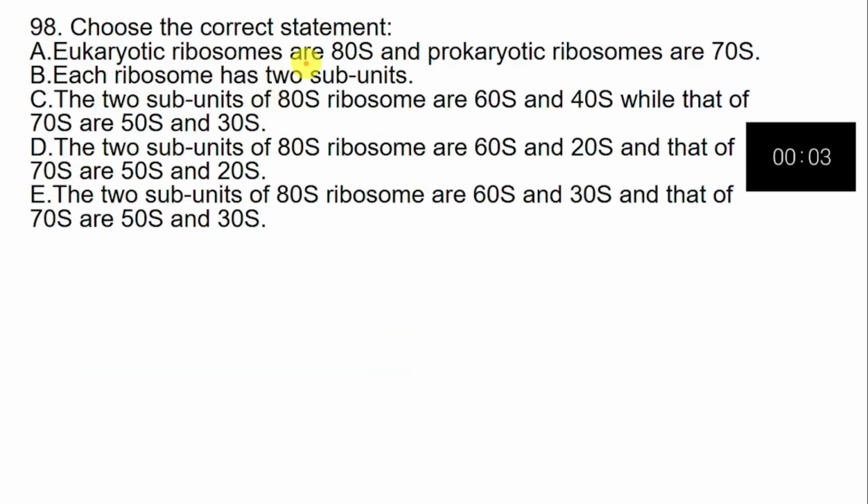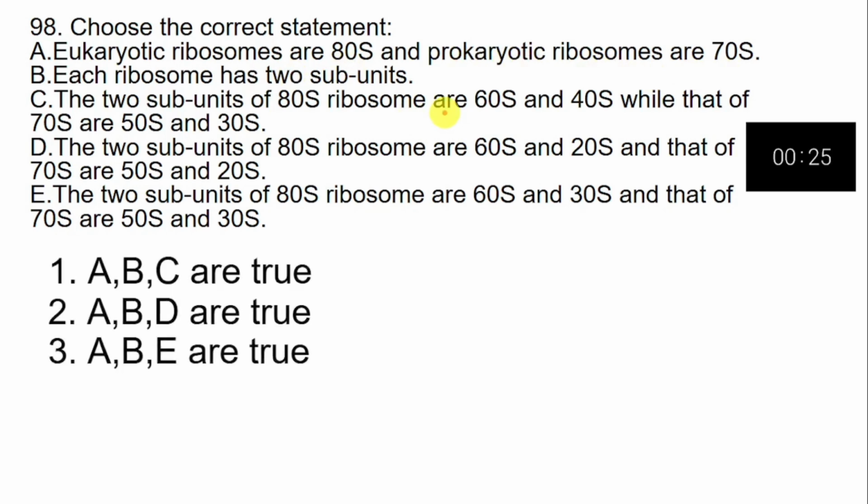Choose the correct statement. Multi-statement questions look scary, but they are not. You have to simply read each statement and eliminate it, whether it is correct or not correct. We have to choose only the correct statements here. First one, eukaryotic ribosomes are 80S, prokaryotic ribosomes are 70S. This is correct. A is correct. Wherever you see A, that will be the answer. There's no A here, so strike this out. Now you can see B is common in all these options. So that means B is definitely correct. Don't waste time reading it.